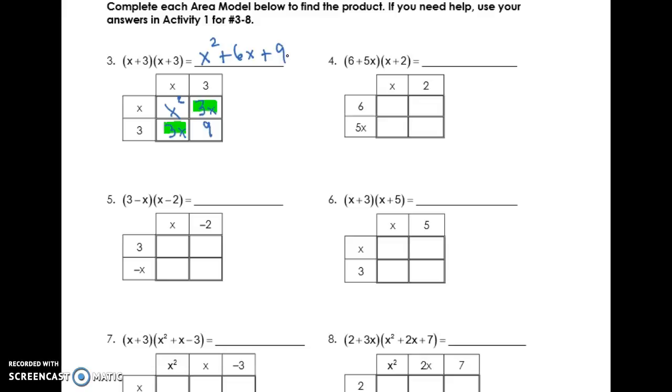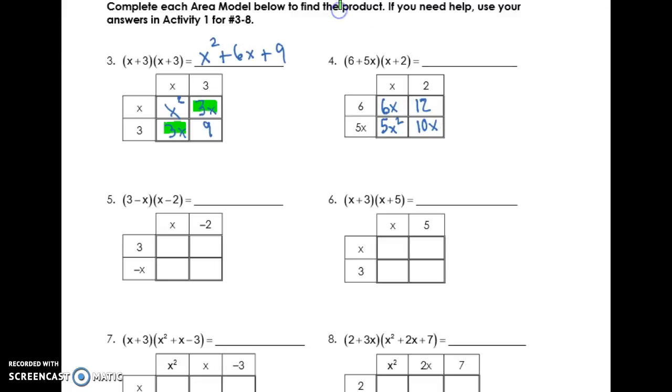Let's look at number 6, a very similar type of structure. Or actually, let's look at number 4. I kind of like that one. Number 4, we have 6 plus 5x times x plus 2. Again, the area model is already set up for us, so we're going to go ahead and use it. So 6 times x is 6x. 5x times x is 5x squared. 6 times 2 gives me 12. And 5x times 2 would be 10x.